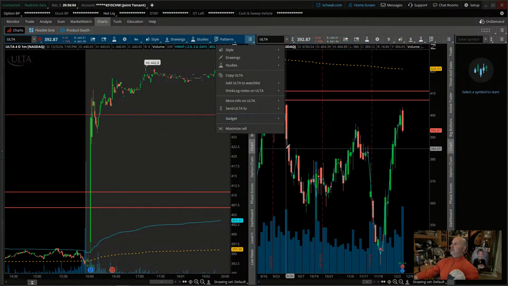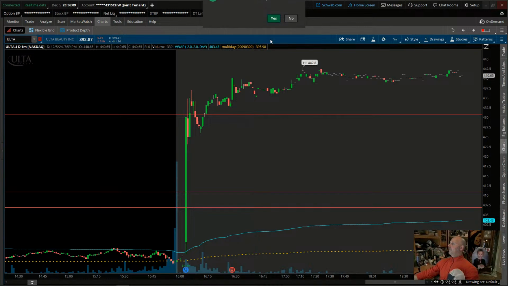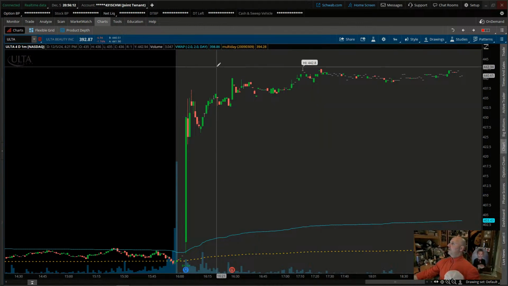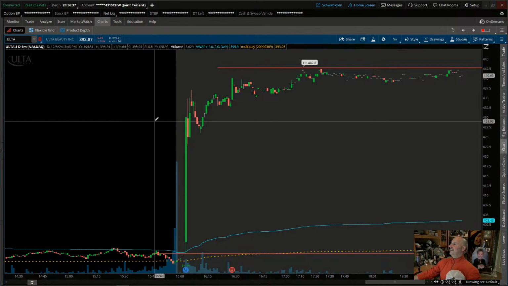So let's plan the attack, right? Let's get rid of this line. Doesn't mean anything. 440. Oh, it would have been funny if it was 443. But 442.80. There's your high. But let's see the knee-jerk reaction candle. Low is 420. Nope, 395 low. The high watermark at the time was 430. There you go. Sort of my number, right?